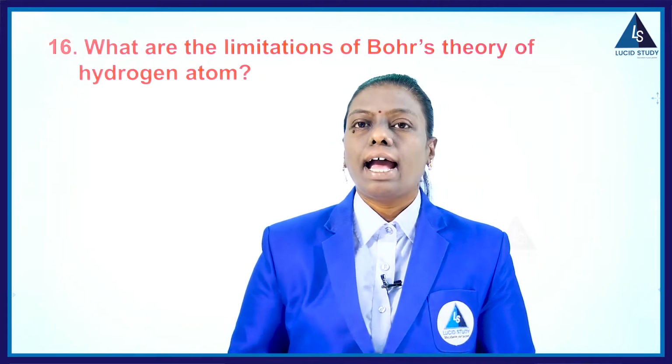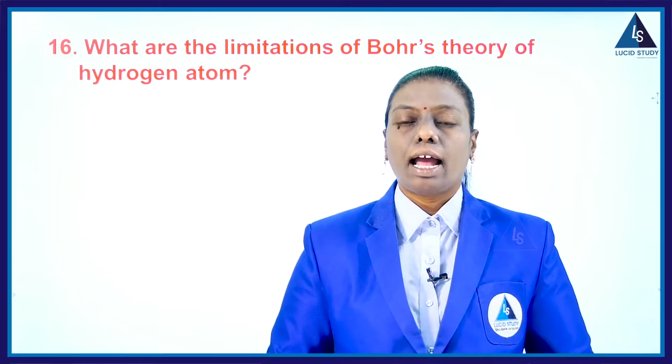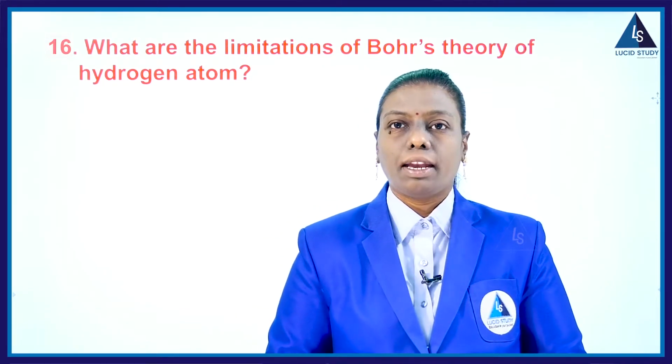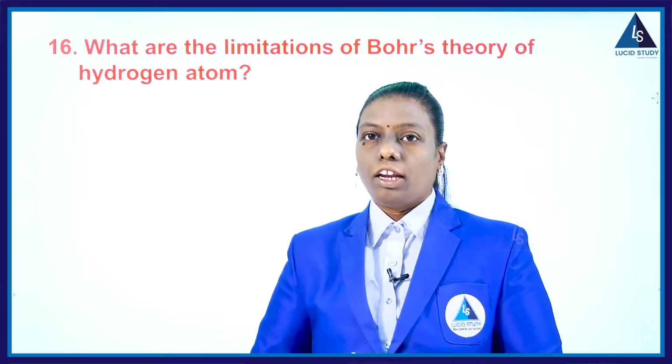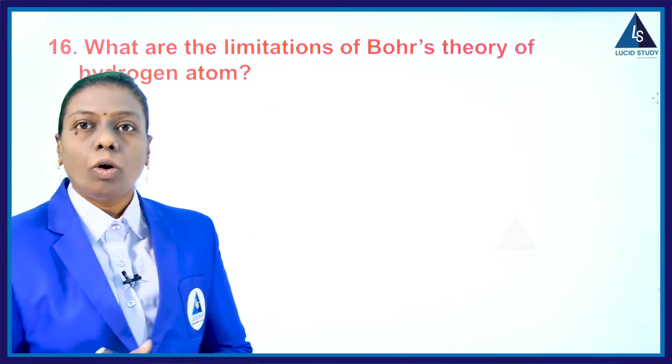And next, it could not explain the relative intensities of the spectral lines. Bohr's theory could not take into account the wave properties of electrons. So these are the 4 drawbacks, the limitations of the Bohr model.